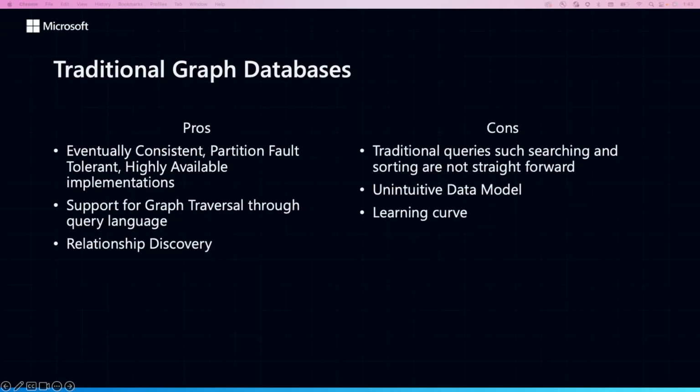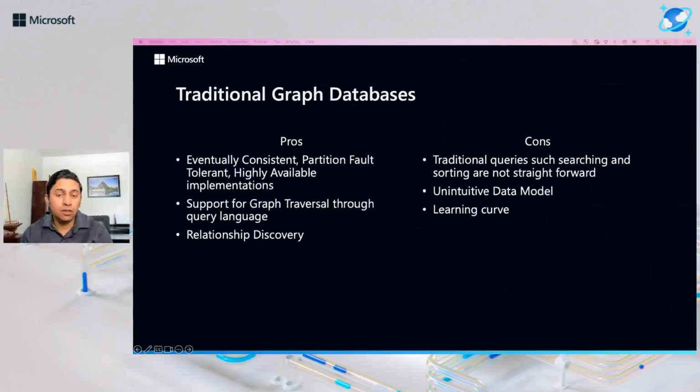Next, we started looking into traditional graph databases since the underlying data structure is a graph data structure. Just like document databases, the graph data structures are partition fault tolerant and highly available, although eventually consistent. As a result, they ensure horizontal scalability and high availability.